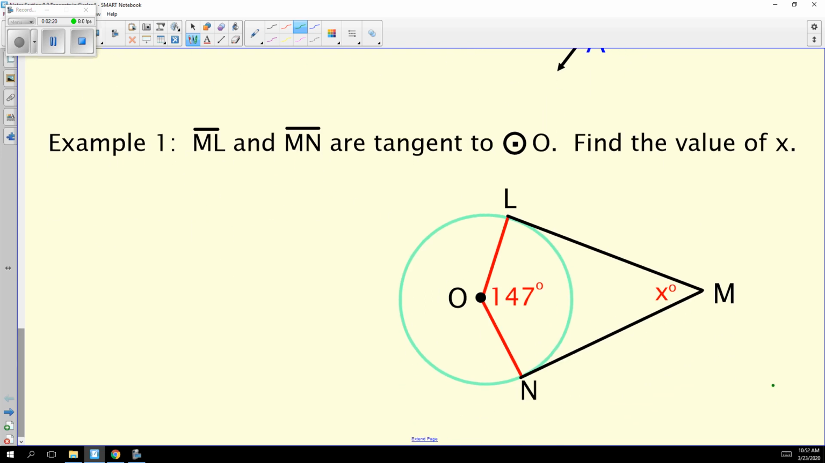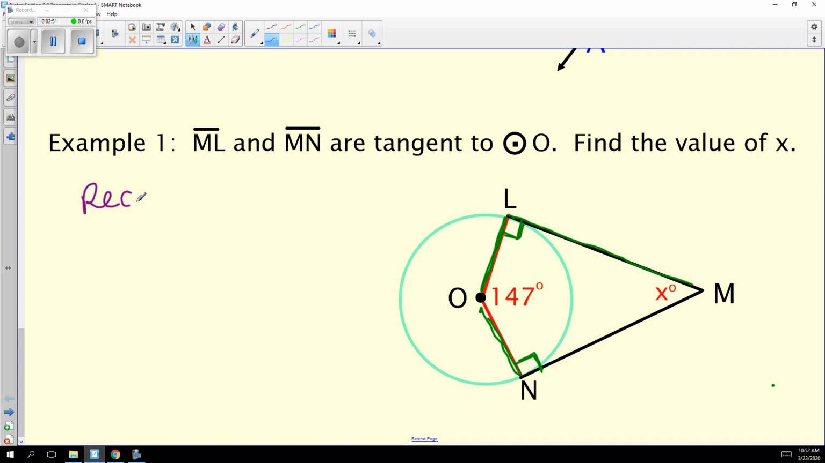Segment ML and segment MN are tangent to circle O. So we want to find the value of x. If they are tangent to circle O, and you see a radius OL and a radius ON, and ML is tangent, remember that it has to be perpendicular to a radius at the point of tangency. So I'm going to put a right angle right here at L and a right angle right here at point N, and then you can use the sum of the measures in a quadrilateral.